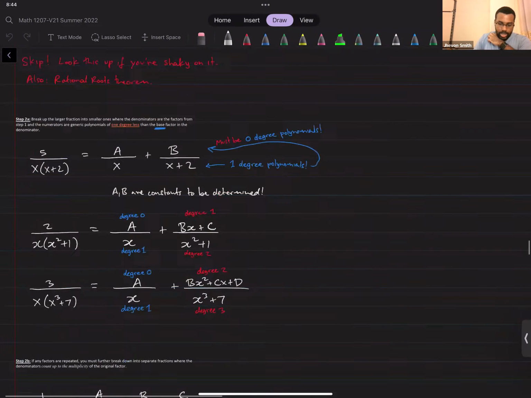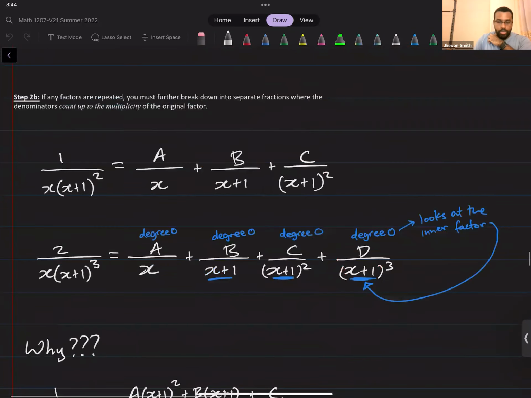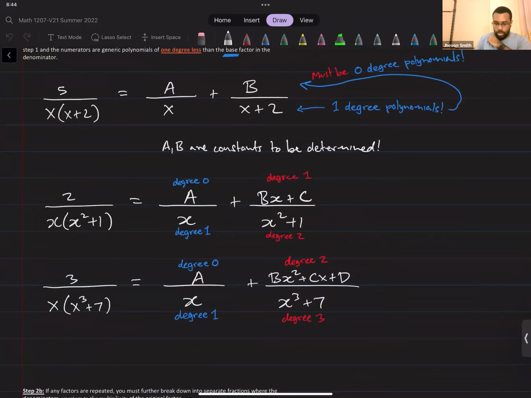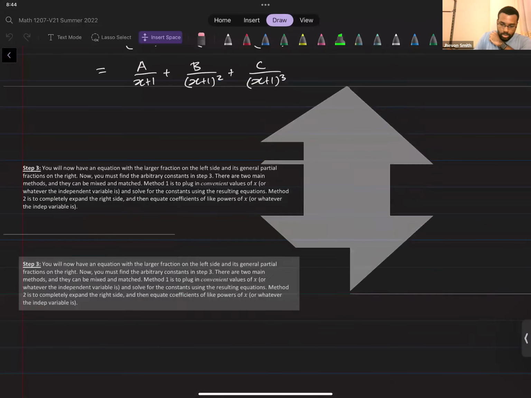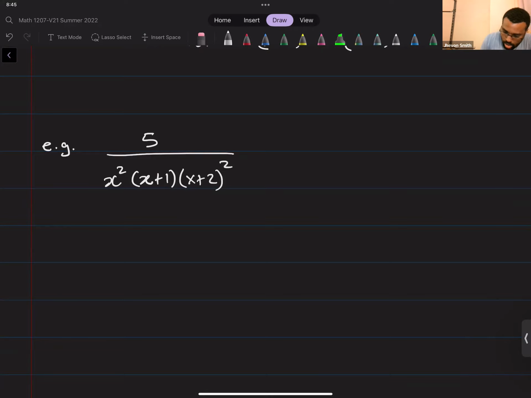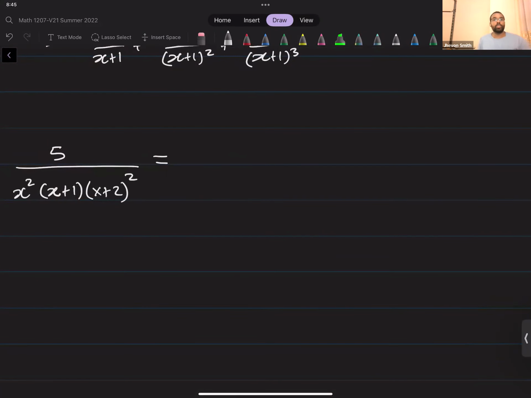Okay. So, any questions on this step? Like how to construct the numerator? What happens in a repeated factor case? Are we kind of clear on that? Maybe I'll have one of you guys do this. So let's say I have 5 over... someone tell me how that would break down. Maybe I'll make this a cube.